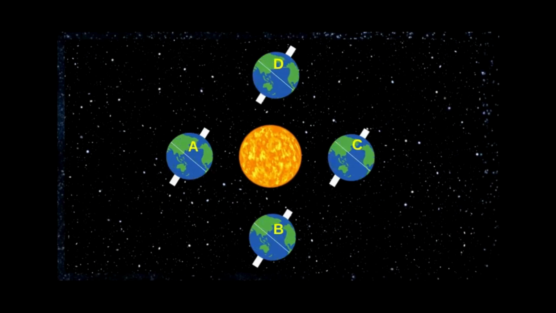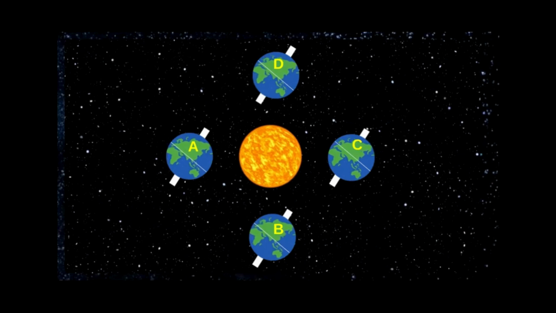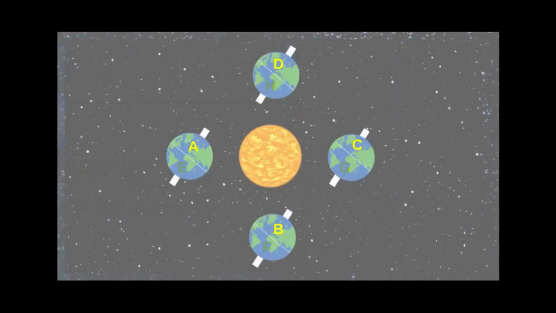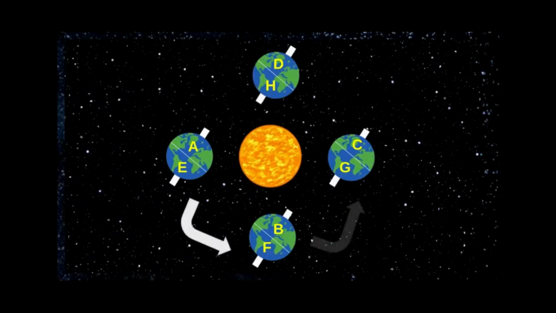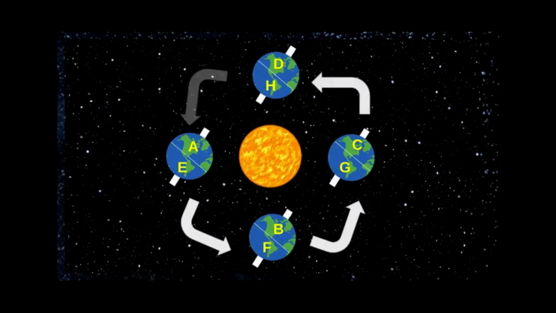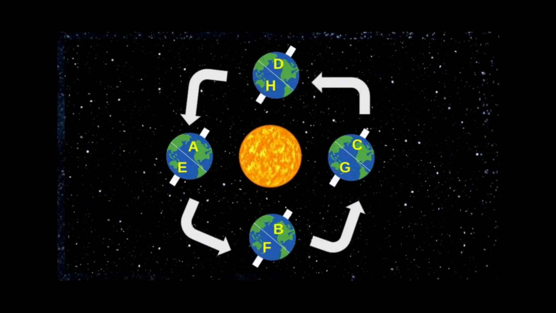Now, whatever's happening on one side of the planet, the opposite is happening on the other. So if we add those in, if at A we're looking at summer, then the opposite of that is winter at E. And if at B we're looking at fall, the opposite of that is spring. Remember, we're going counterclockwise. That's it.